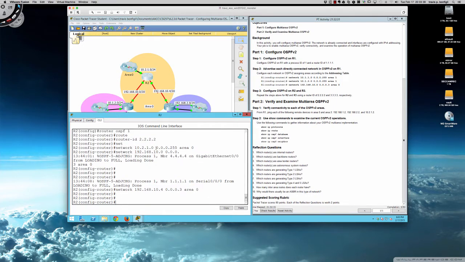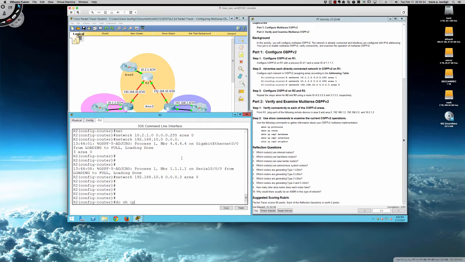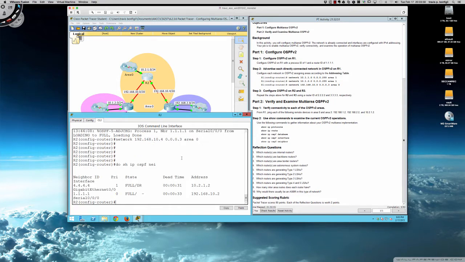As you can see, the adjacencies are now coming up as well. We would anticipate that there's going to be another adjacency that we establish with router 3. Actually, we haven't configured router 3 yet, so if I do a do show ip ospf neighbors, as you can see, we've got an adjacency with router 1, as well as what we would expect to be router 4 here, although we did not do any configuration there.